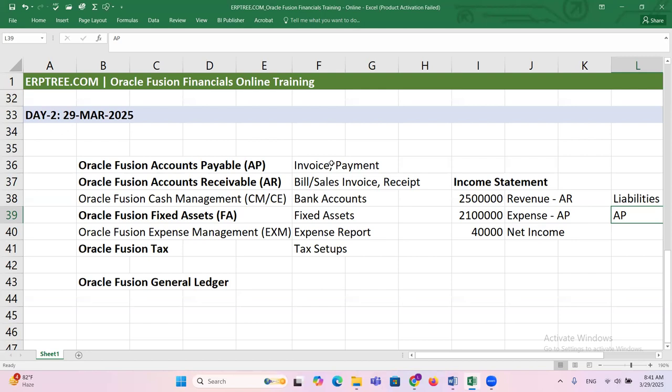The payables primary function is creating invoices and payments. Receivables primary function is creating sales invoices and receipts. The cash management primary function is maintaining the bank accounts. And the assets primary function is maintaining the fixed assets. Expense primary function is managing the expense reports. For tax, setting up what tax is applicable, when, where, and how it is applicable. So this is how we are decentralizing the department-specific information. We are not centralizing. Decentralizing means we are separating, segregating, so that the department will have complete freedom to maintain that department-specific information.